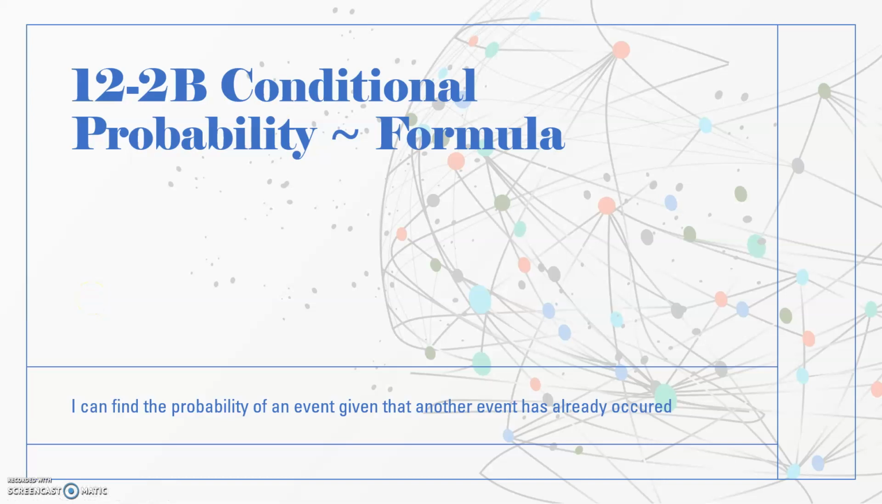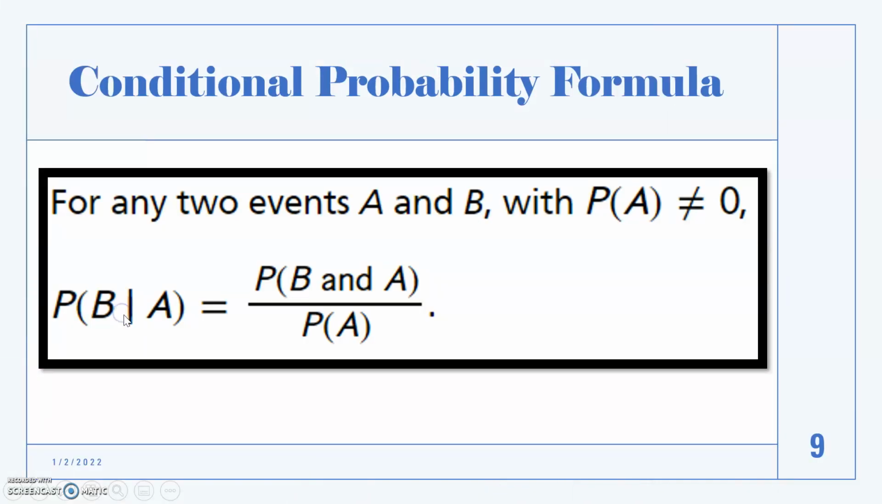For this section, we're going to go beyond what we did with the frequency tables and look at conditional probability with a formula. So this is the conditional probability formula. If I want to find the probability of B, given that A happened, then I need to find the probability of both B and A happening together and divide that by the probability of A happening. This only works if the probability of A is not equal to 0, because if it were equal to 0, we'd be dividing by 0, which is always a problem.